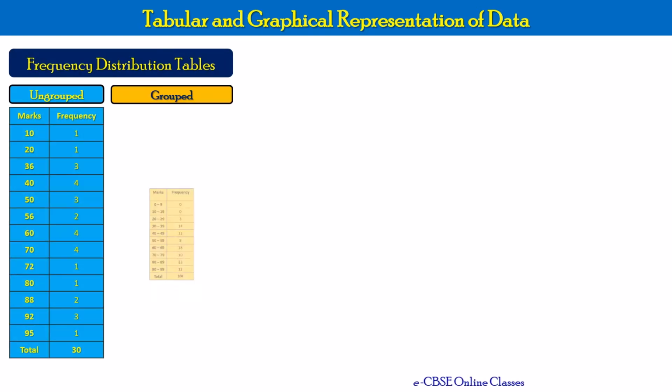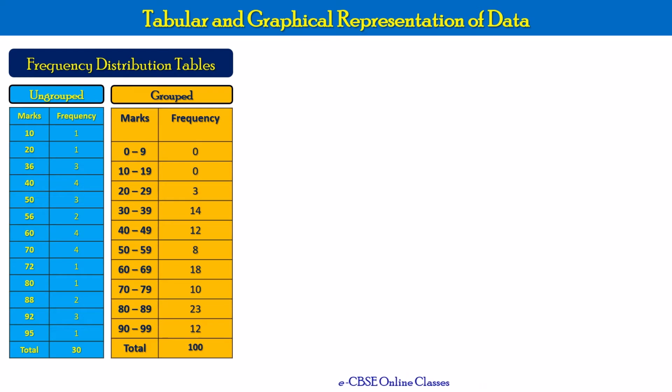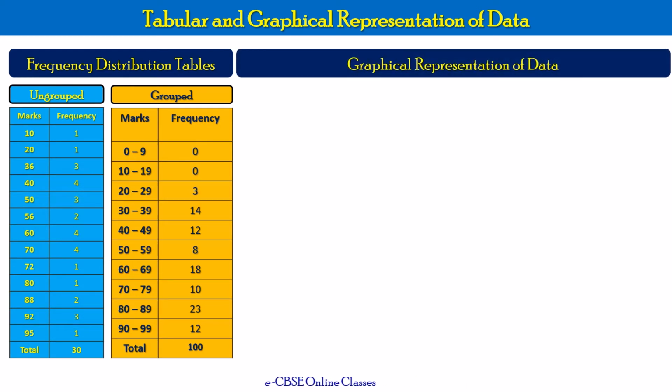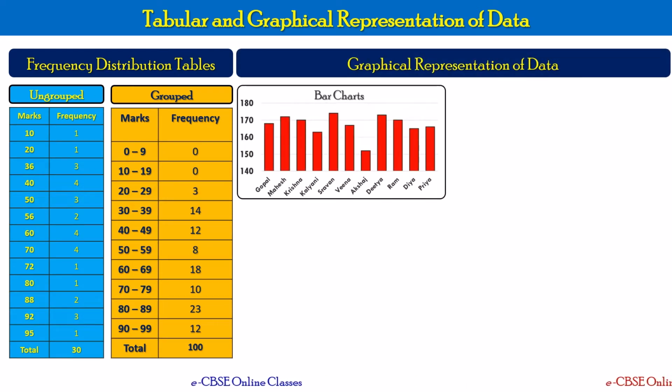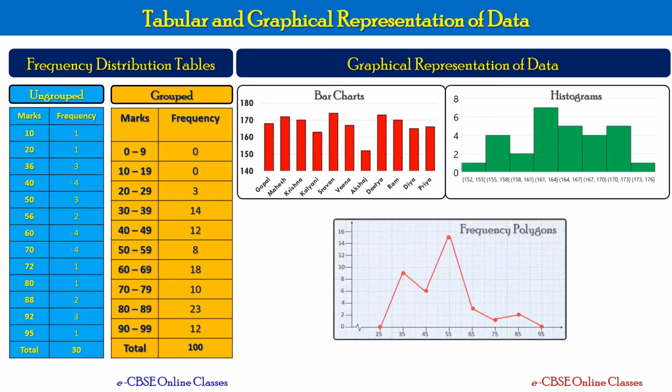In the past two videos, we have looked at tabular and graphical representation of data. First, frequency distribution tables, either ungrouped or grouped. And we have also looked at the graphical representation of data, specific details of bar charts, histograms, and frequency polygons. Let's continue our exploration in this subject further.